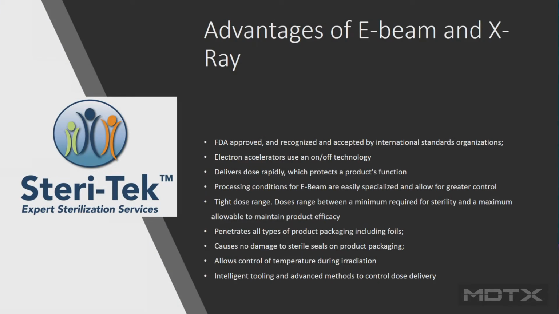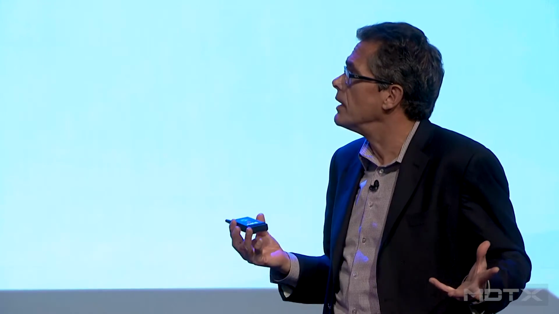And then just some of the advantages of E-beam and X-ray. It's FDA approved, just like gamma and ethylene oxide, and now with VPA. Now, the electron accelerators, that's an on-off technology, so there's no residual radiation. And it delivers the dose rapidly, which protects the product's function. And very importantly with E-beam, the processes are flexible. They're easily specialized and easily validated, including continuous temperature control, split dose processing, intelligent tooling, etc. And it causes no damage to the seals or packaging.